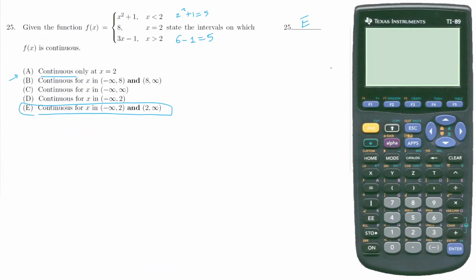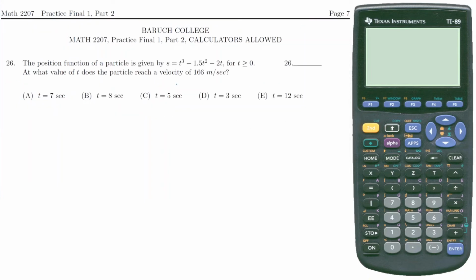Boom. Time for us to move here. All right, so these sections overall are a little bit easier if you really know what to do. And there's a huge misunderstanding when it says calculator. Lots of people think calculator only, but pretty much if you write stuff out, sometimes it can also help you out. Anyways, the position function of a particle is given by this.